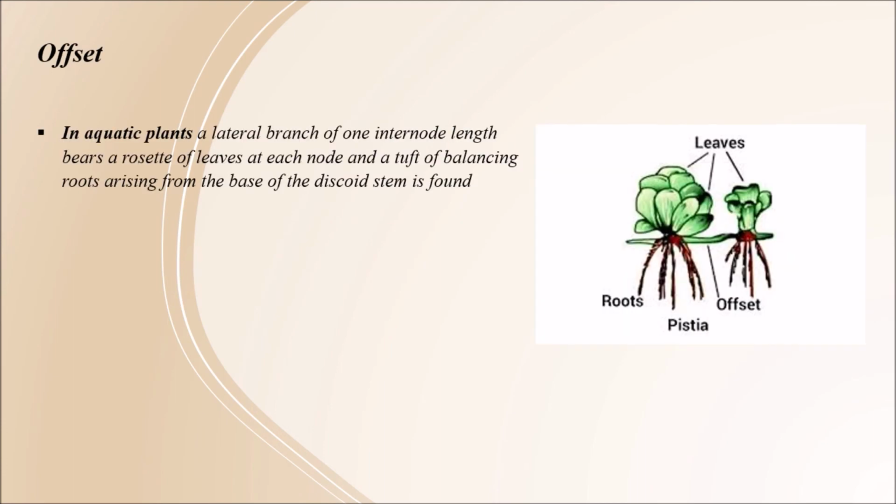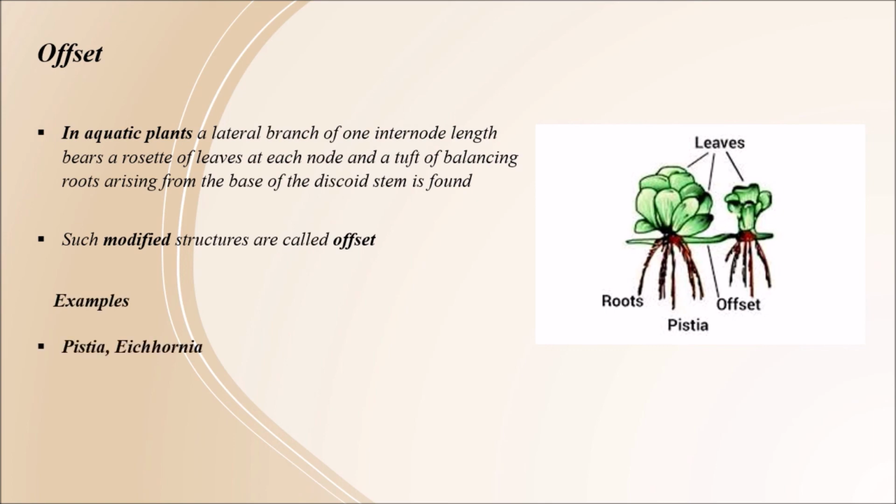So next, offset. Generally we see offsets in aquatic plants. A lateral branch of one internode length bears a rosette of leaves at each node, and a tuft of balancing roots arise from the base of the discoid stem. So in aquatic plants, we can observe that a lateral branch of one internode length is developed, and it bears a rosette of leaves, a bunch of leaves at each node, and a tuft of balancing roots which arise from the base of that rosette of leaves. Such modified structures are called offset.